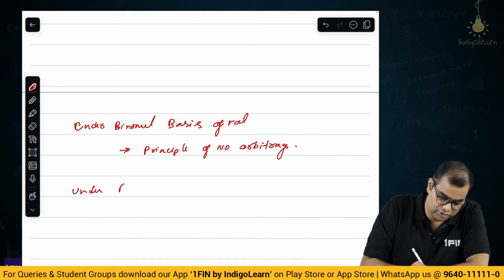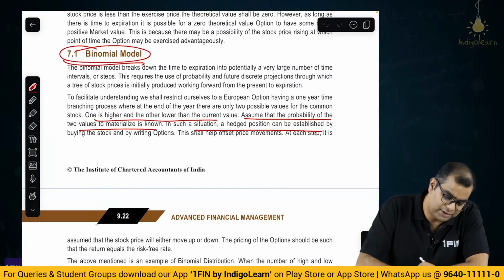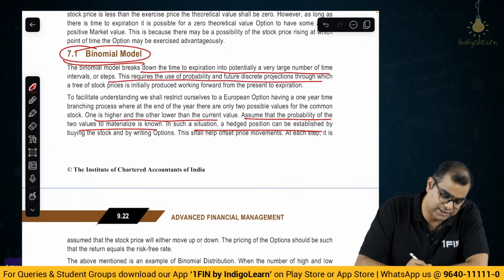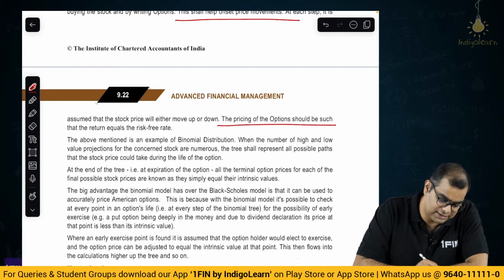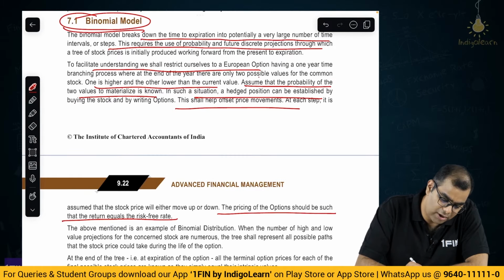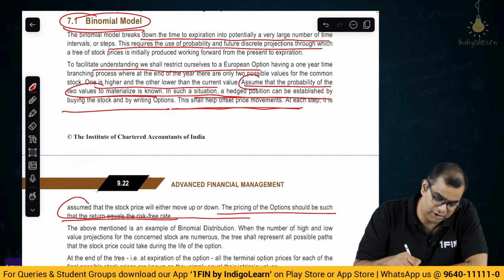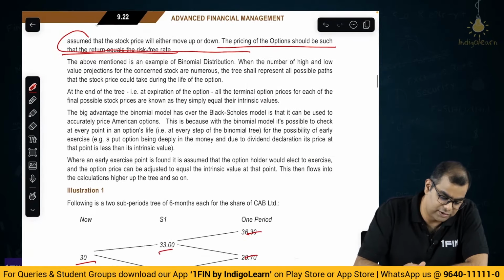Under risk neutral valuation, the binomial method breaks down time into potentially very large number of time intervals or steps. This requires use of probability in future discrete projections. Assume that probability of two values is known in such situations. Pricing of options should be such that the return equals the risk-free rate. Assume that the probability of two values to materialize is known. In such a situation, a hedge position can be established by buying stock and trading options. This will help offset price movement. At each step, it is assumed that the stock price will either move up or down. The price of the option should be such that the return equals a risk-free rate.